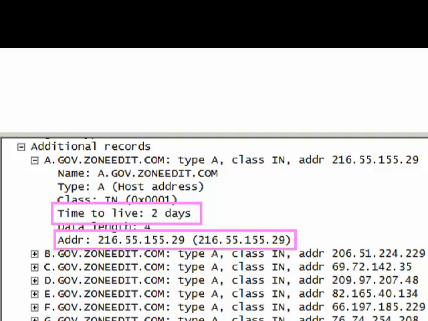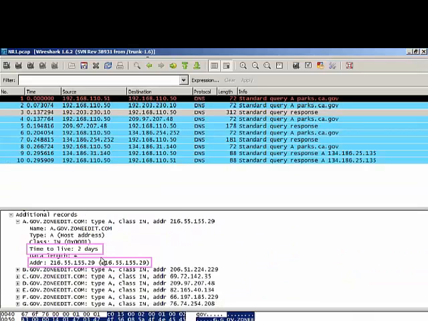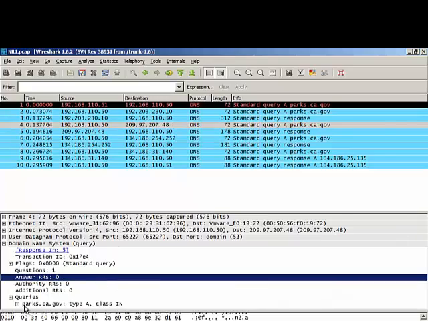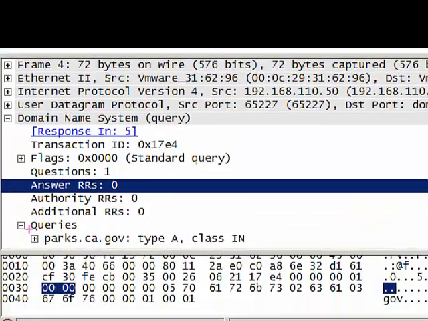Generally speaking, the higher level the domain, so the root name servers and the top level domain name servers, have longer TTLs than A records down at the very bottom. So then my DNS server goes and queries one of those .gov name servers and asks it the question it's been asking this entire time. Do you have an A record for parks.ca.gov?